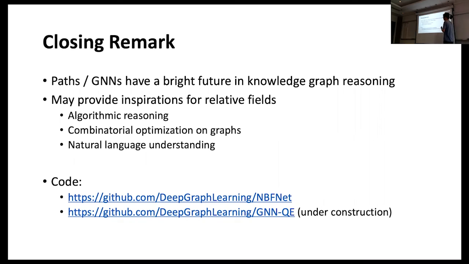It might also be related to combinatorial optimization on graphs, using the idea of combining dynamic programming and graph neural networks. It may also be helpful for downstream tasks like natural language understanding. You can equip a pre-trained language model with this kind of graph reasoning model and an external knowledge graph so that you can do reasoning more efficiently and also more powerfully.